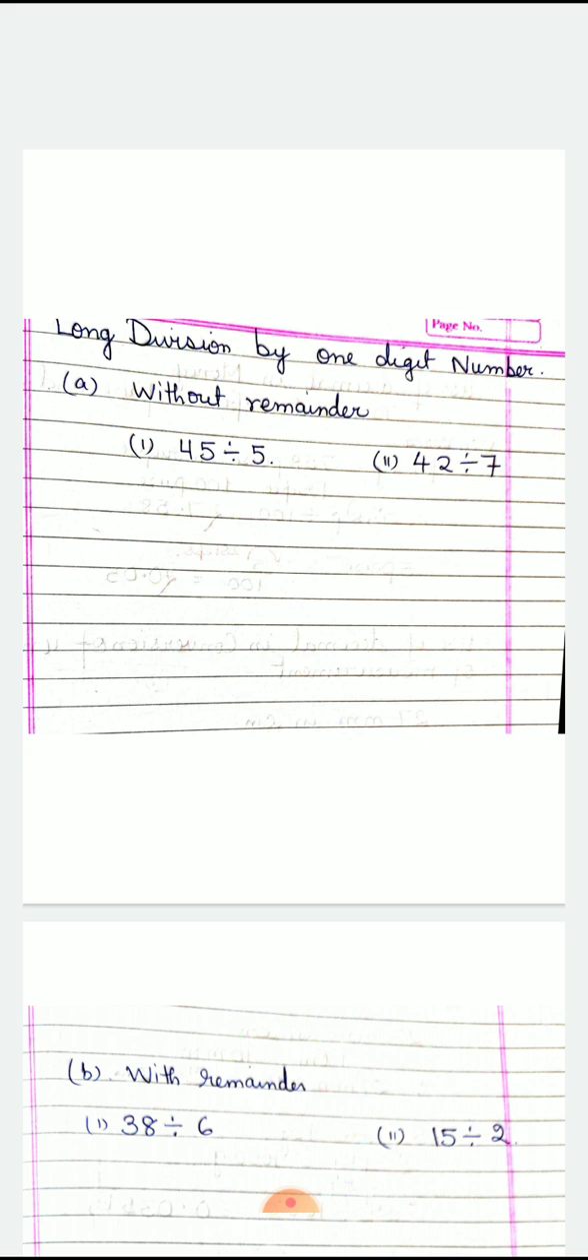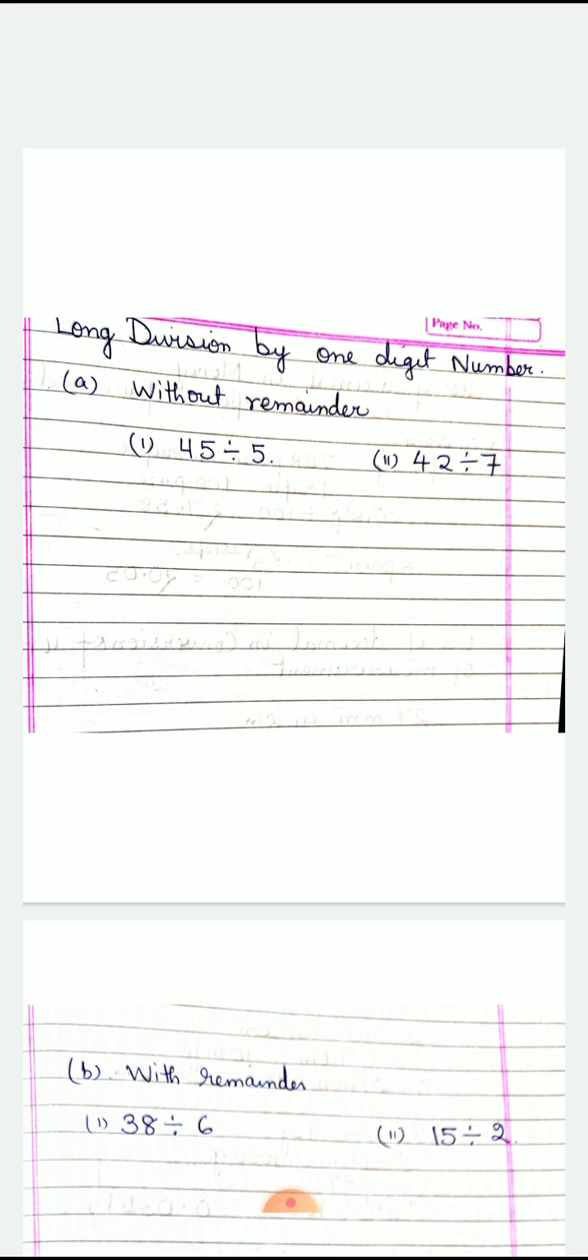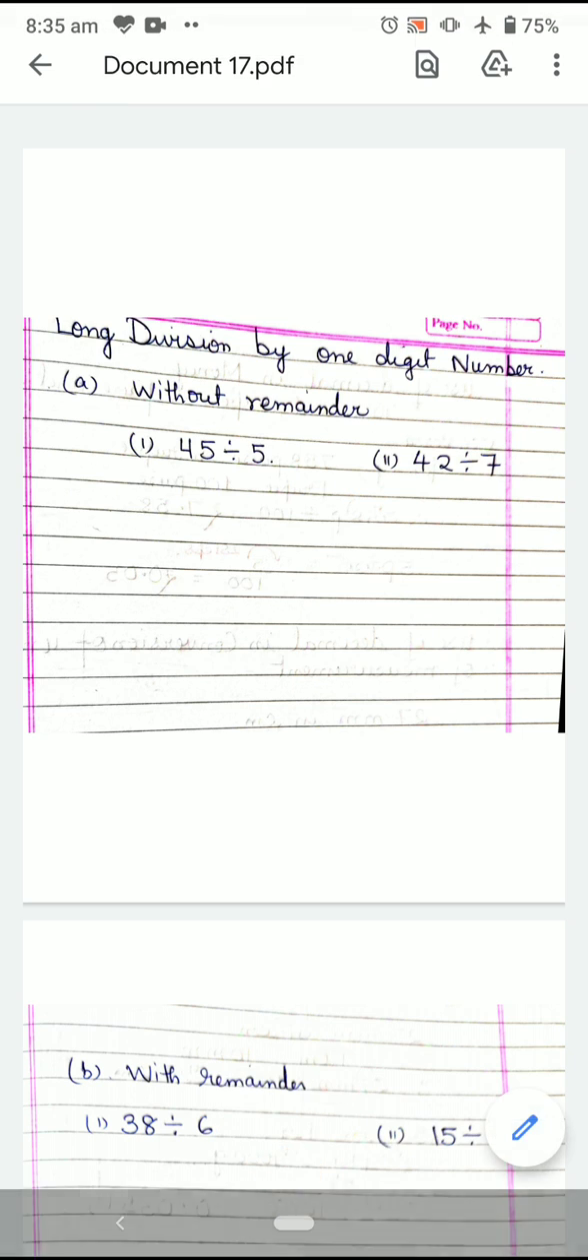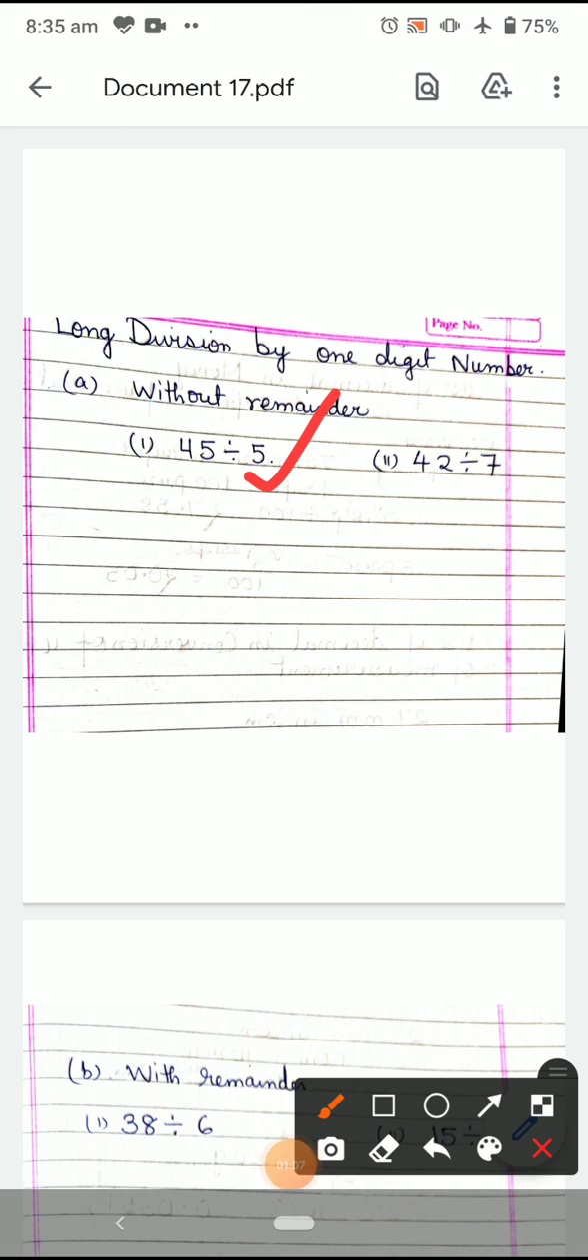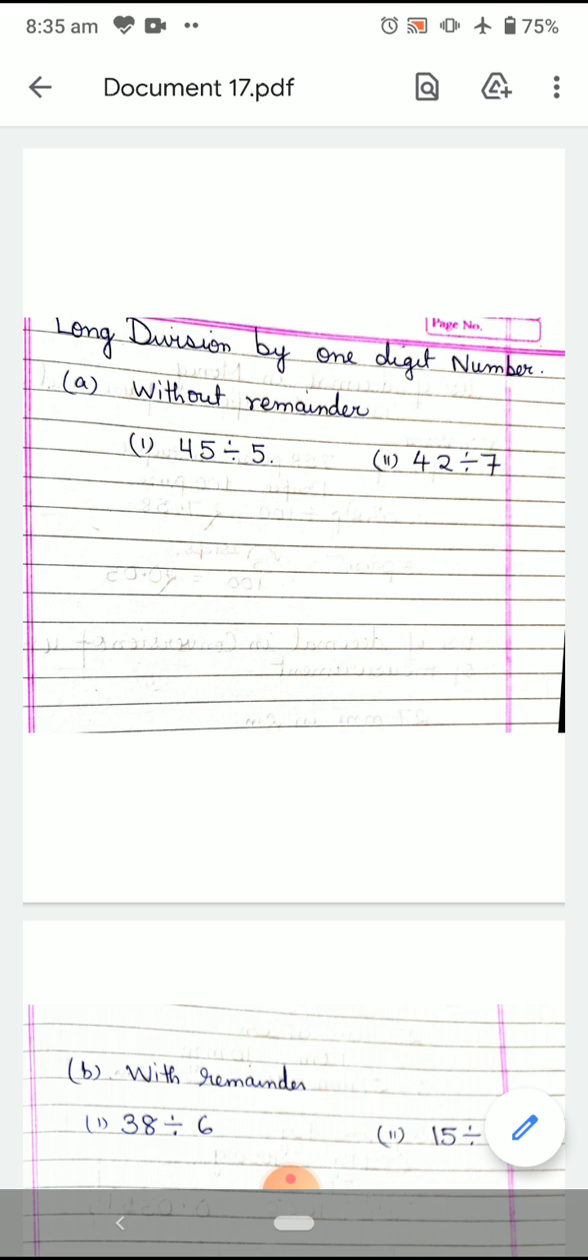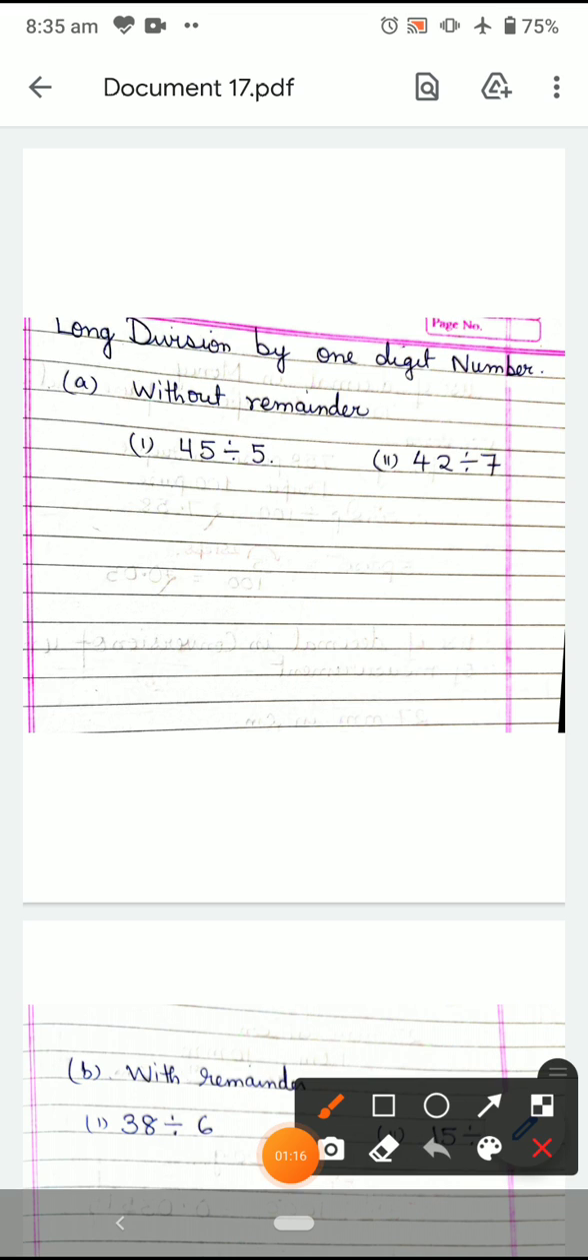As you know, as you study further, the digits and the numbers increase and expand. Similarly, over here, we are doing long division by one digit. That means division will be done by one digit. Now, I will show you there are some terms in division.